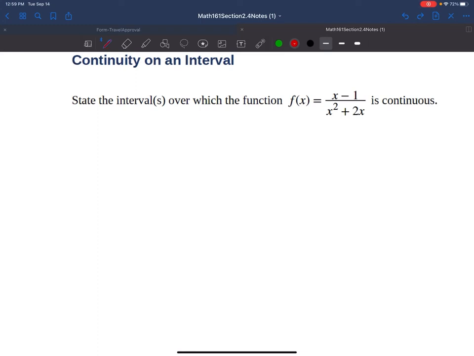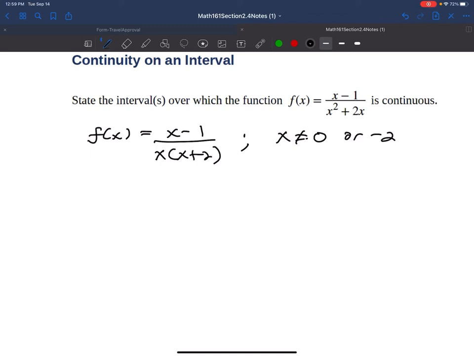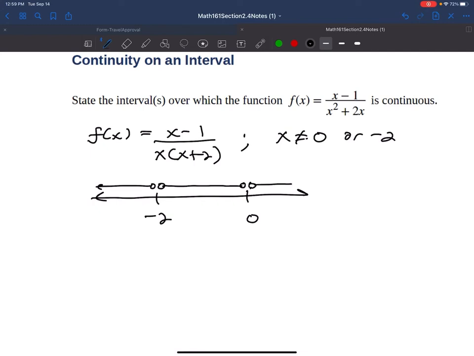So if I rewrite this as f of x equals x minus 1, and I factor the bottom to x times x plus 2, I notice that x is not allowed to be 0 or negative 2 in the domain of this rational function. So that means that this function is continuous if I draw a number line. Just to do it with interval notation, if I stick those on the number line, f of x will be continuous with an open hole going that way, an open hole going that way, and then an open hole going that way.